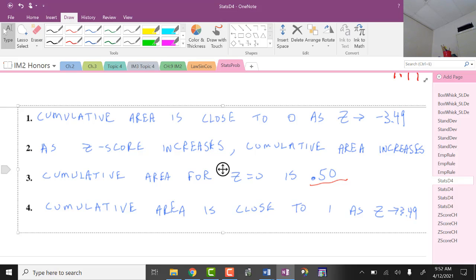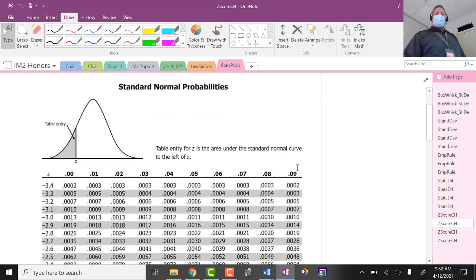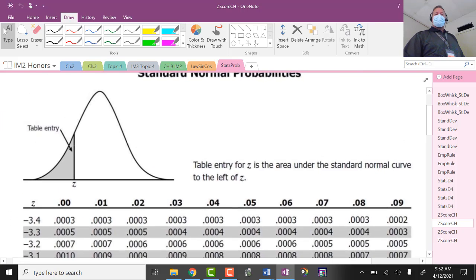The cumulative area is close to 0 as the z-score equals -3.49. Stop. Go to your z-score sheet. Now I'm going to tell you how this z-score sheet works, or actually they're going to tell you.